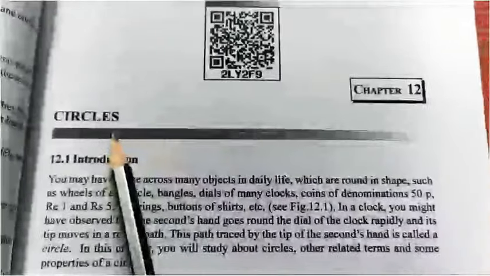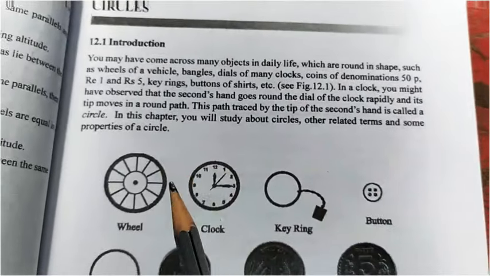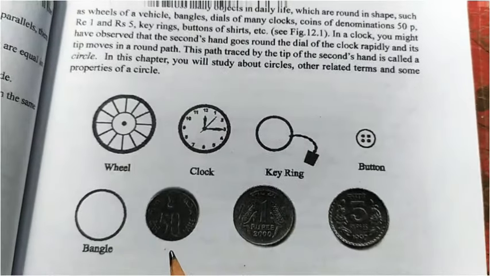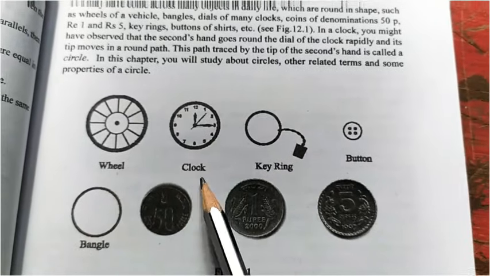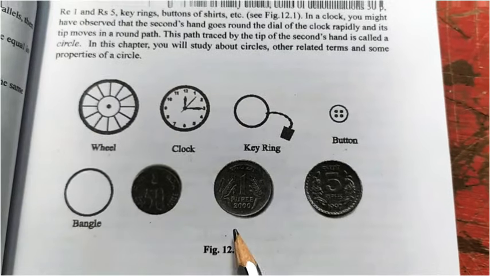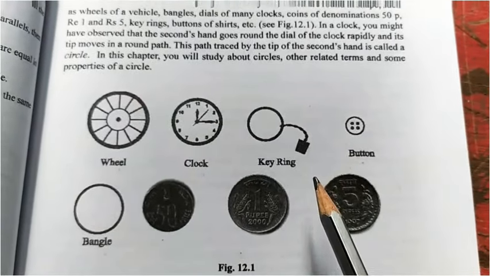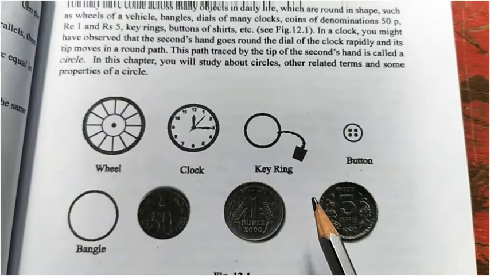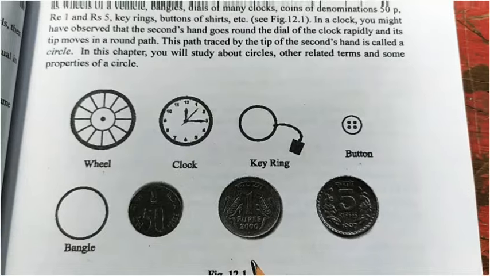Hello students, in this video I am going to start a new chapter, that is circles. Usually in our day to day life we will see the shape of circles in all forms. You can see a wheel, clock, key ring, button, bangle and coins. All these have the shape of a circle. Then what is the meaning of circle and the terms related to circles?